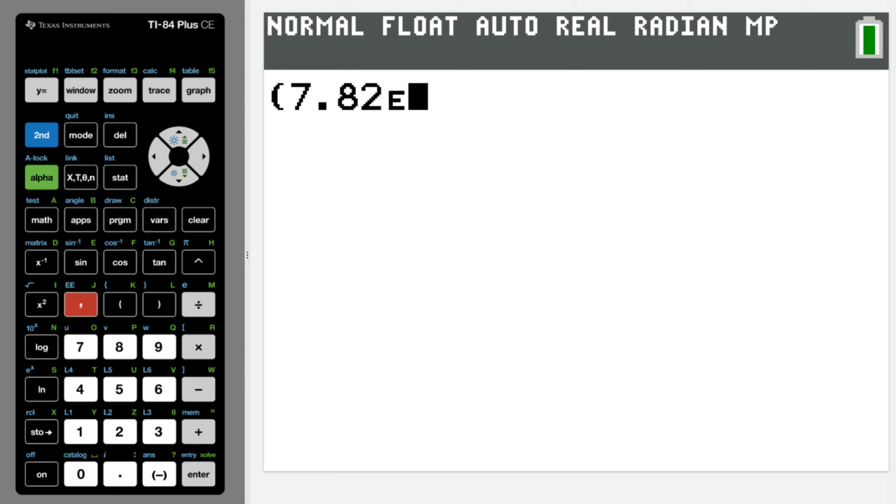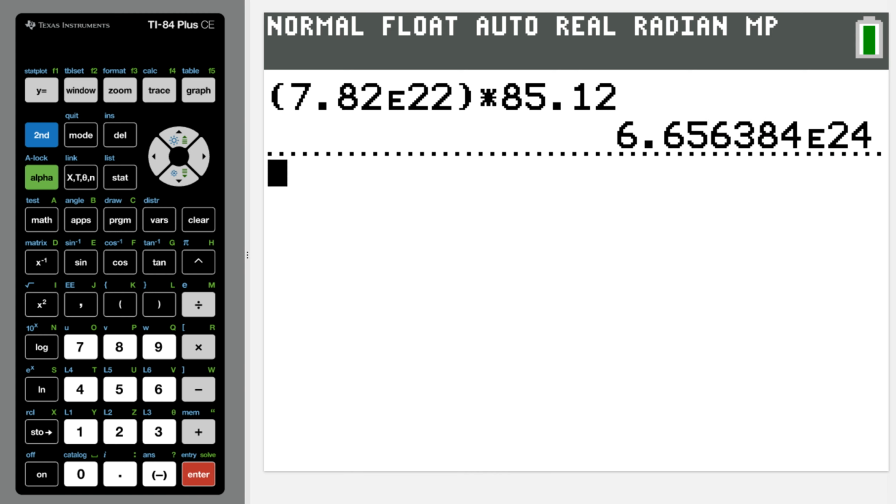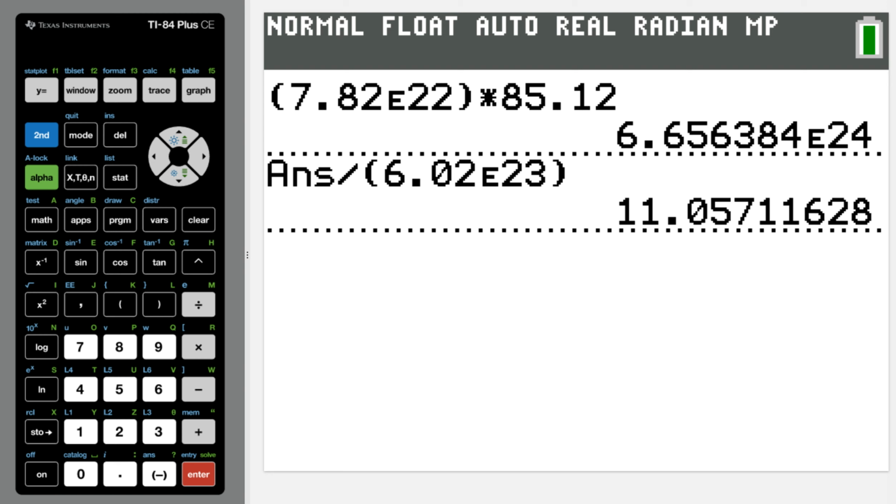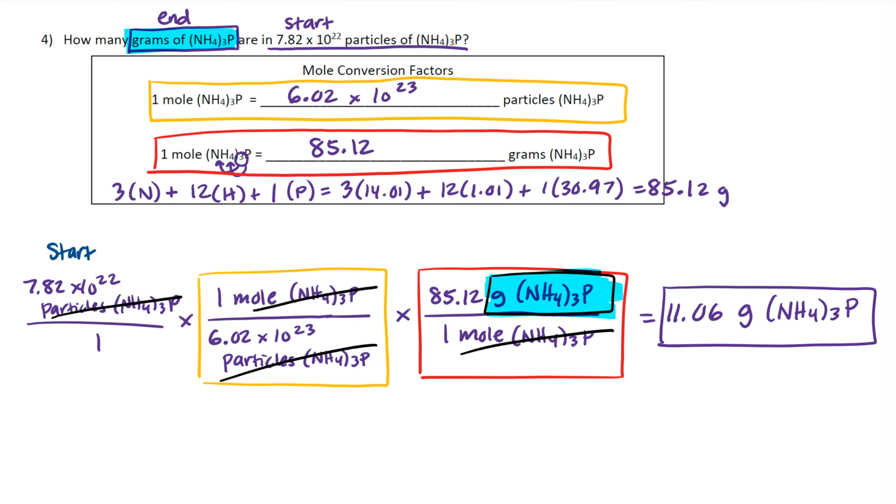7.82, second comma for my E, 22, times 85.12. Okay. Top row gives me an answer of 6.66 times 10 to the 24. Now divide that answer by the parentheses 6.02 E23. Okay, that looks better. So 11.06 is our final answer. 11.06 grams ammonium phosphide. That would be my final answer.